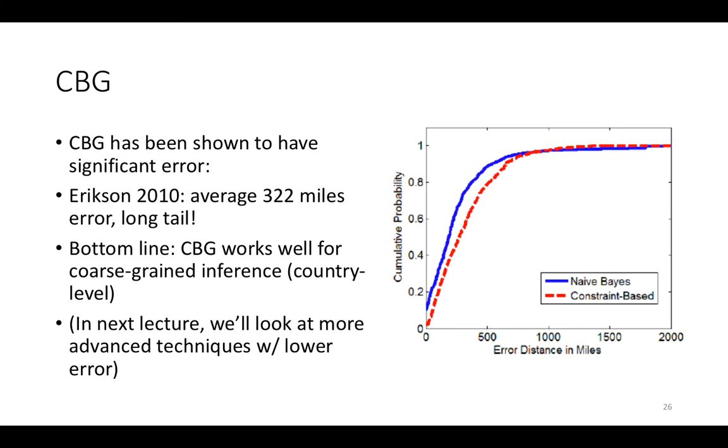And in the red line here, we can see that the median is almost 500 miles of error, and this tail goes off all the way to 2,000 miles of error. So some of these estimates are way, way off. The bottom line is, basic CBG type techniques work well when we're talking about coarse-grained inference, when we're trying to do geolocation at the country level. In the next lecture, we'll look at some more advanced techniques that have lower error and can provide fine-grained geolocation.